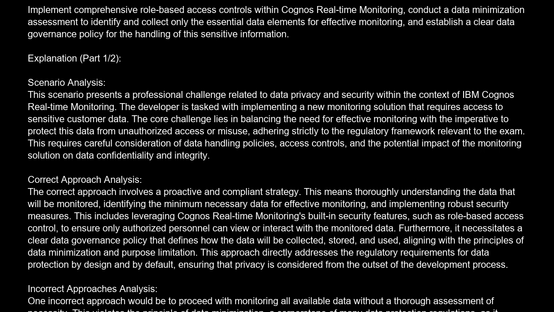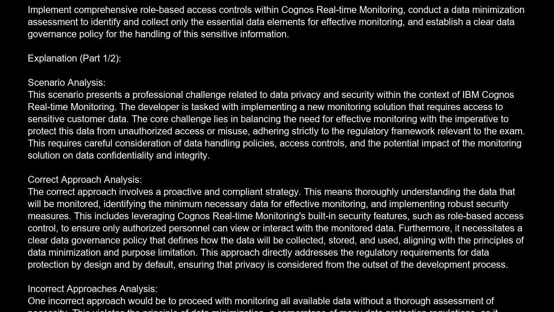Explanation. Scenario analysis. This scenario presents a professional challenge related to data privacy and security within the context of IBM Cognos real-time monitoring. The developer is tasked with implementing a new monitoring solution that requires access to sensitive customer data. The core challenge lies in balancing the need for effective monitoring with the imperative to protect this data from unauthorized access or misuse, adhering strictly to the regulatory framework relevant to the exam. This requires careful consideration of data handling policies, access controls, and the potential impact of the monitoring solution on data confidentiality and integrity.